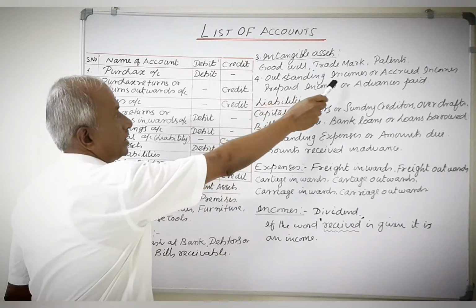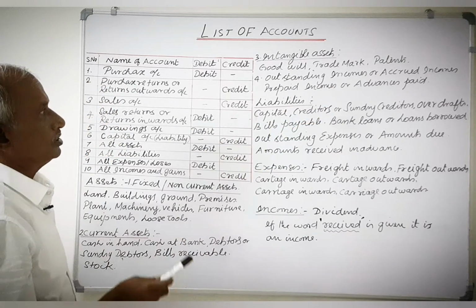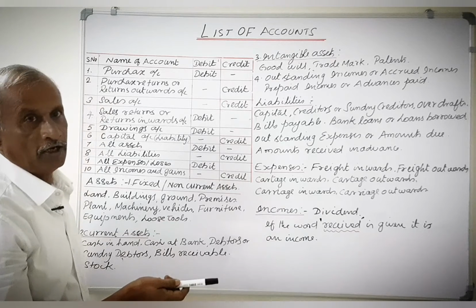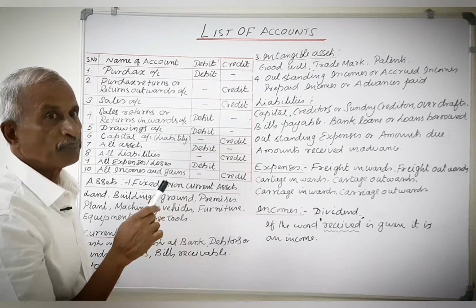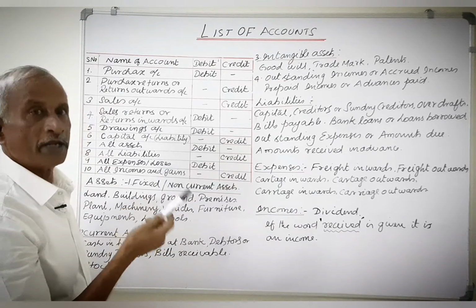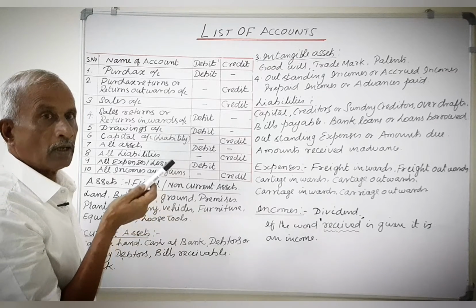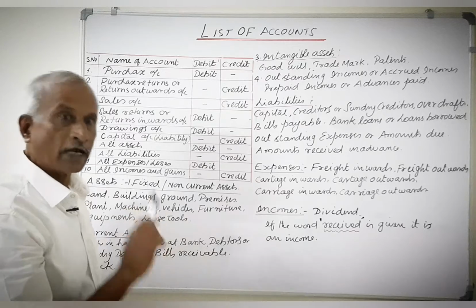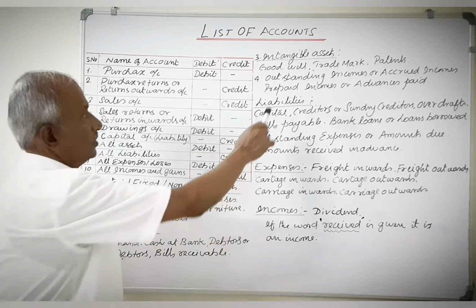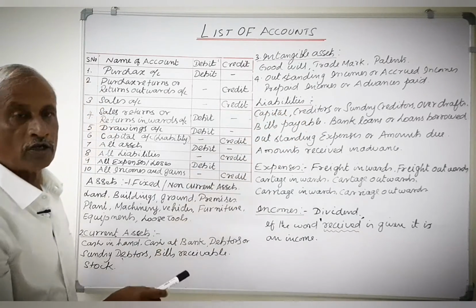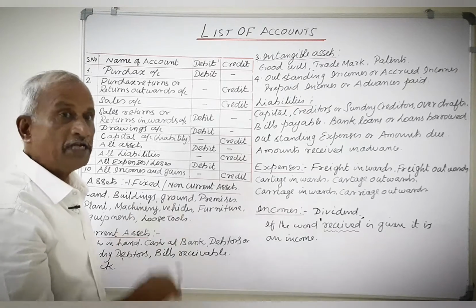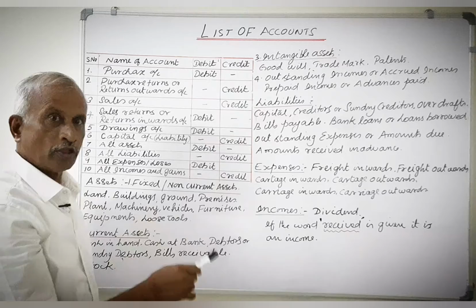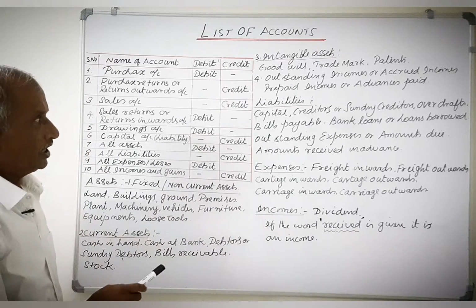Then outstanding incomes or accrued incomes or assets, show them on the debit side of the trial balance. For example, outstanding income or accrued income, interest accrued or accrued interest. Then prepaid incomes or advances paid, rent paid in advance. If you come across such items, show them on the debit side of the trial balance.